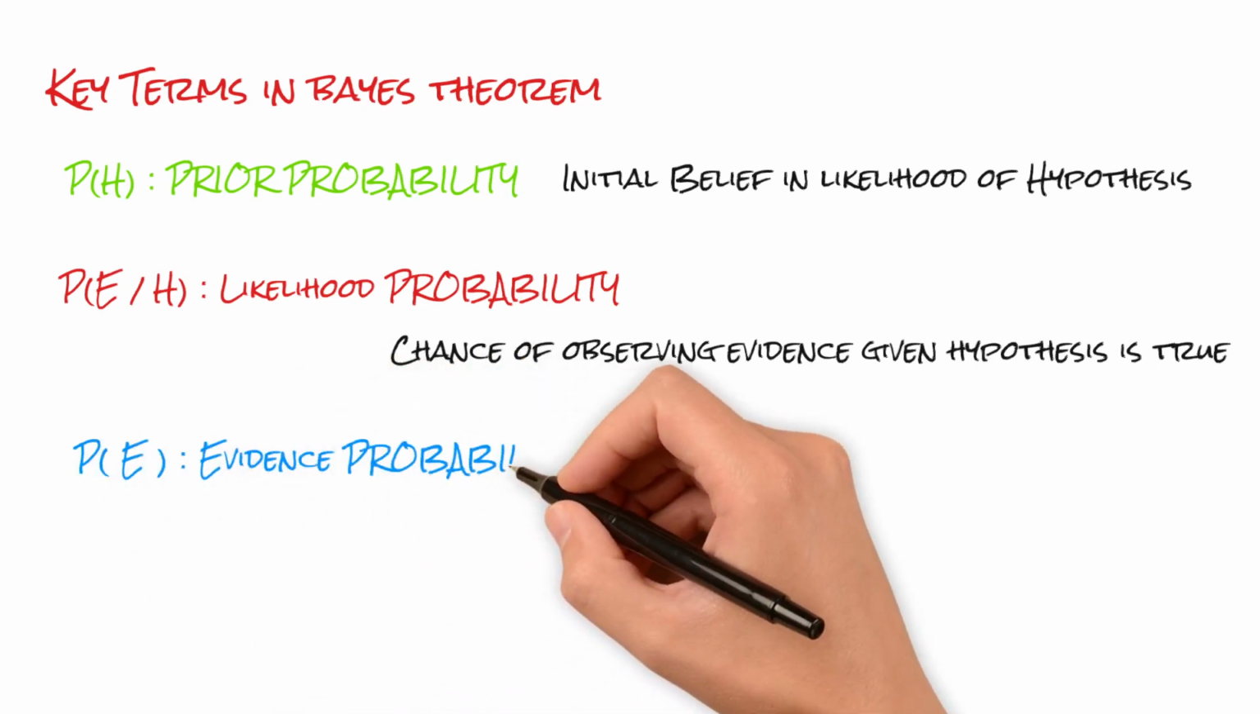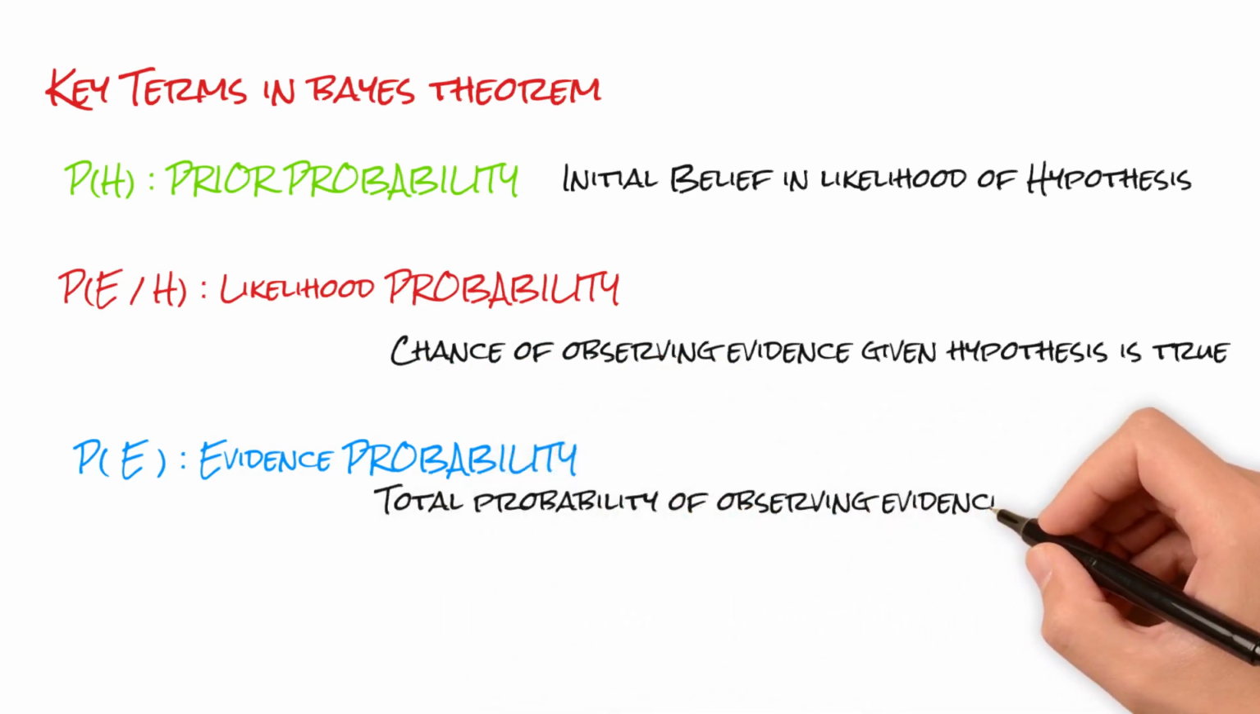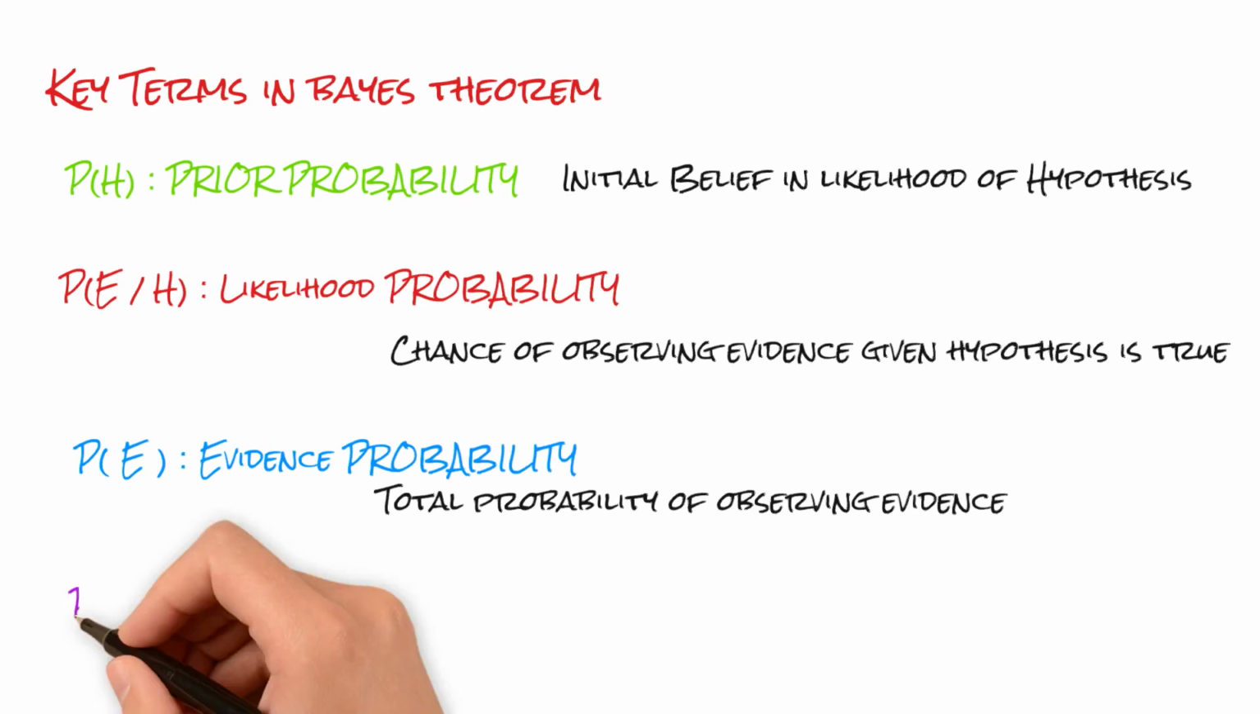Then we have evidence probability. Calculating this is often the trickiest part. It's the total probability of observing the evidence, considering all possible causes. We have to account for all scenarios.